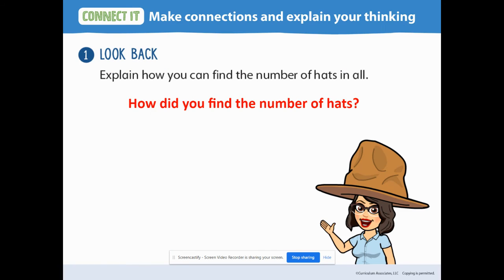Good. All right. Look back. Explain how you can find the number of hats in all. How did you find the number of hats? Miss Yanis explained two different ways you could have. Go ahead and pause the video. Go find a teddy bear or an animal and explain how you can find the number of hats in all. Remember to pause this video.